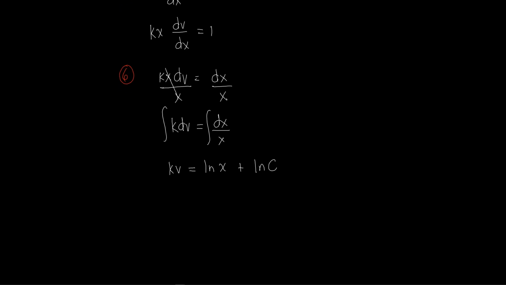So we can get, from that, we can combine ln x and ln c. This becomes ln cx. Then we just divide that by k. So we have v is equal to 1 over k ln cx. We're done with step 6.